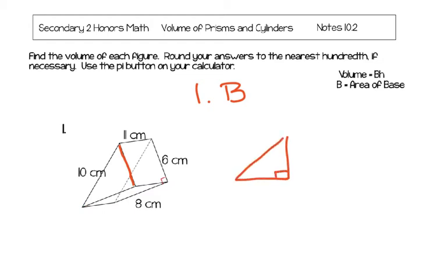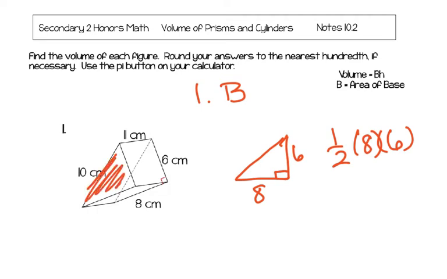So this is my right angle. And I know that this is 8, and I know that this is 6. And so the area of that triangle is 1/2 times base times height. So that's 1/2 of 48, so 24. So the base of my prism, this triangle region right there, that's going to be 24.